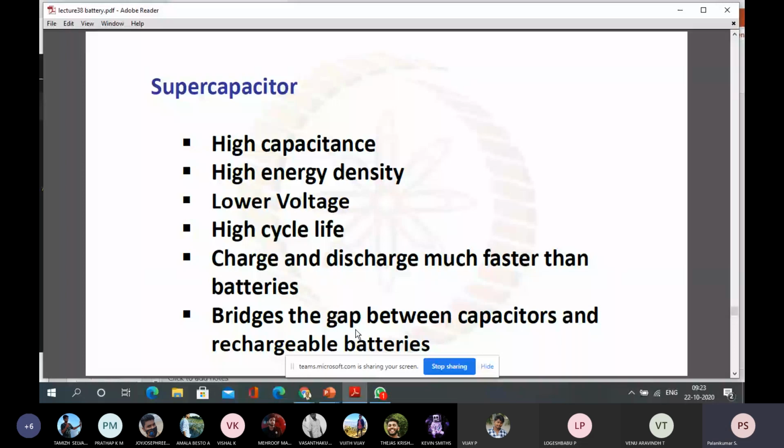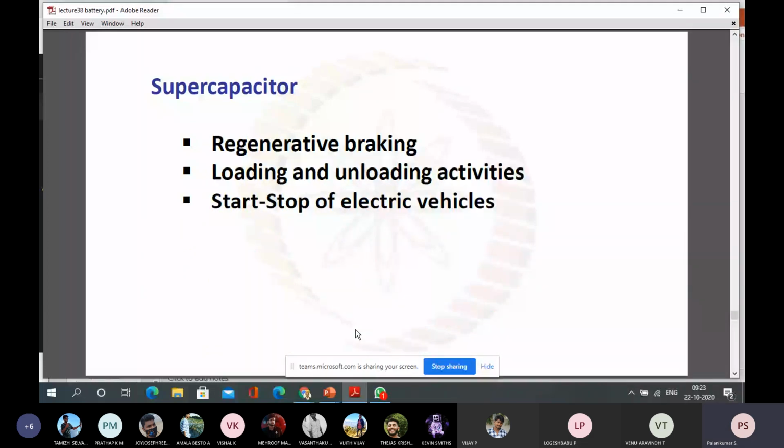So that's what I told. It can act in between capacitors and batteries. Okay, so that is the thing.